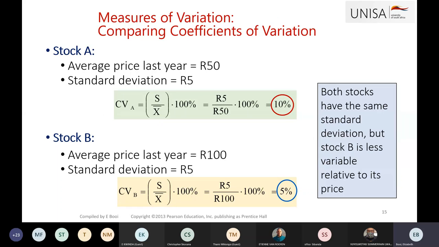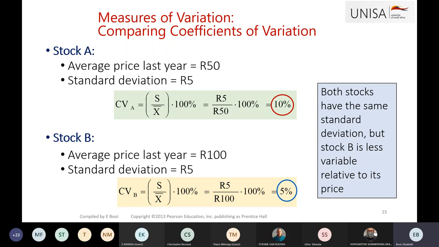We have stock A and we know that the average price last year was 50 rand. And the standard deviation was 5 rand. So already they've calculated the average, the mean, and they calculated the standard deviation. We just need to substitute into the formula. We know that our coefficient of variation is your sample standard deviation divided by the sample mean multiplied by 100. Our standard deviation is 5 rand. Our mean is 50 rand, so it will be 5 divided by 50 multiplied by 100. Then we get 10%.